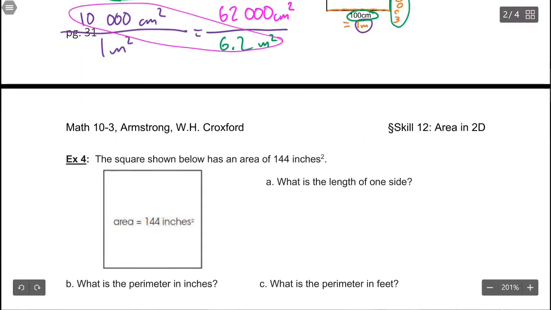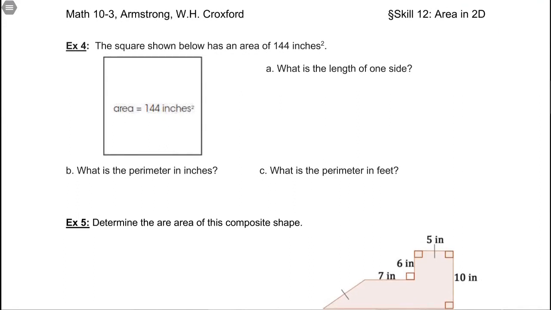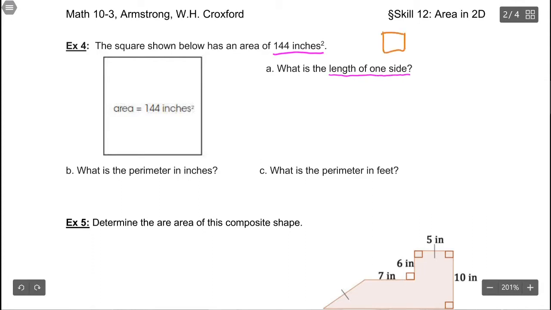Okay, one more mixed unit example. Here, we're given the area of a square is 144 square inches. So let's see if we can figure out the side length of the square. We're asked for the length of one side. So let's just figure this out. If we have x times x, then our area is x squared. So we want a number times itself equaling 144.